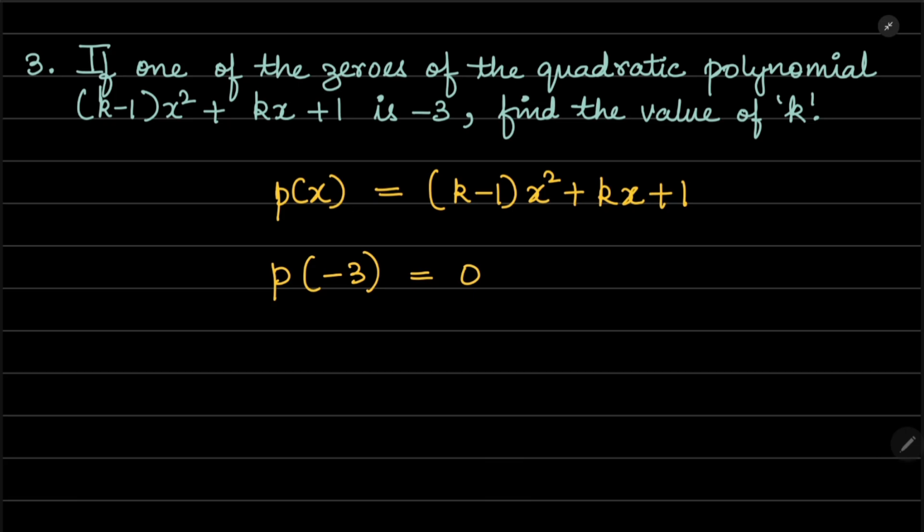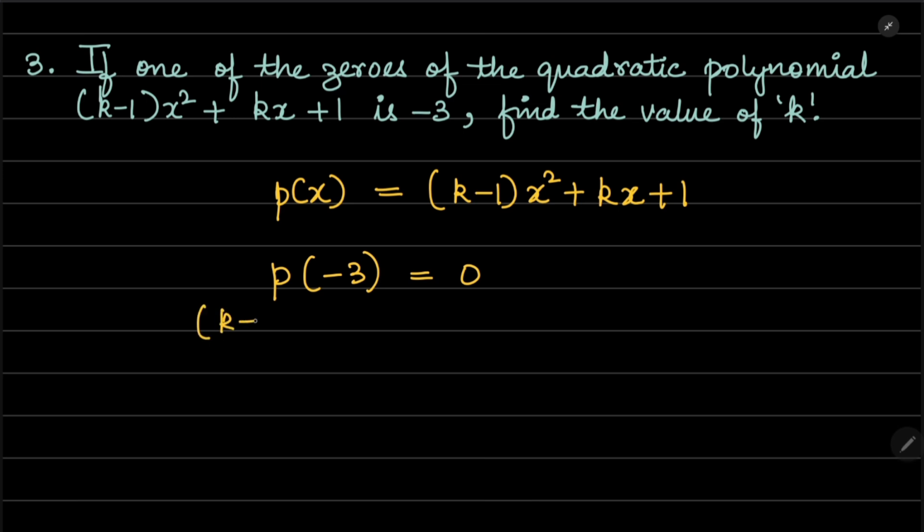All you have to do is just substitute in place of x, just put the value as minus 3 very carefully and find out the value of k. Please do it yourself. Only then will you be able to see if what you are doing is correct. Right? Be very careful with the signs also. Meanwhile, I'll also be doing it.